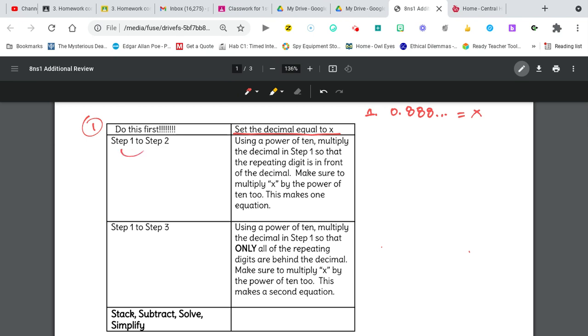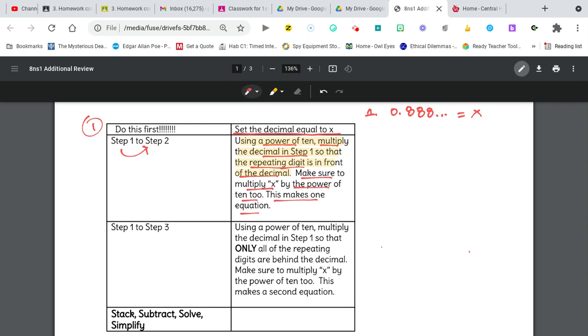All right, then it says to get from step 1 to step 2, using a power of 10, you're going to multiply the decimal in step 1 so that the repeating digit is in front of the decimal. Then it says you're going to make sure you multiply x by the power of 10 too. And this is going to make one equation. So let's just take this chunk by chunk. Let's start off with the first chunk. Using the power of 10, multiply the decimal in step 1 so that the repeating digit is in front of the decimal.